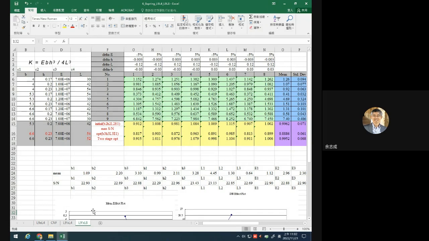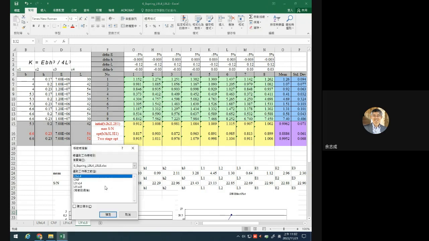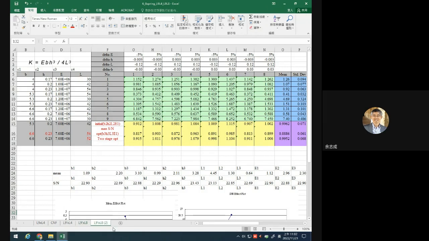I will suggest you copy this page. How do you copy? You use this one, 移动或复制, copy, and click 建立副本, make a copy, and select move it to the back. And select OK, you will make a copy over here, right? So you will not mess up the original L9 by L8.